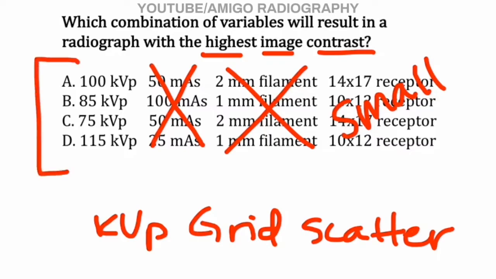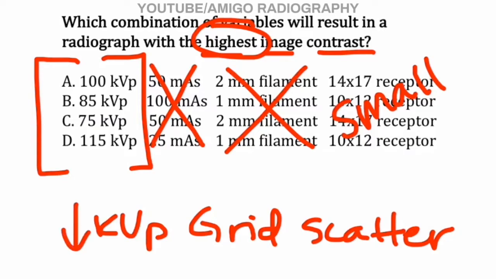Our main concern really is with KVP. Of all of these variables, by far the most important variable is KVP. And so what KVP is going to give us the highest image contrast? Well, hopefully we know that the lowest KVP actually results in the highest image contrast. And there's a clear winner here, C. 75 KVP is clearly the lowest KVP.